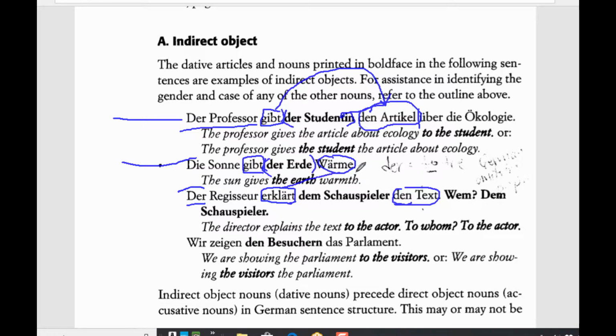So it explains the text, and then what is this? Dem Schauspieler is what case? It's in the dative. Mm-hmm. Why is it dem? Because Schauspieler, I believe, is masculine. It is. So dem is the definite article in the dative case for either masculine or neuter.